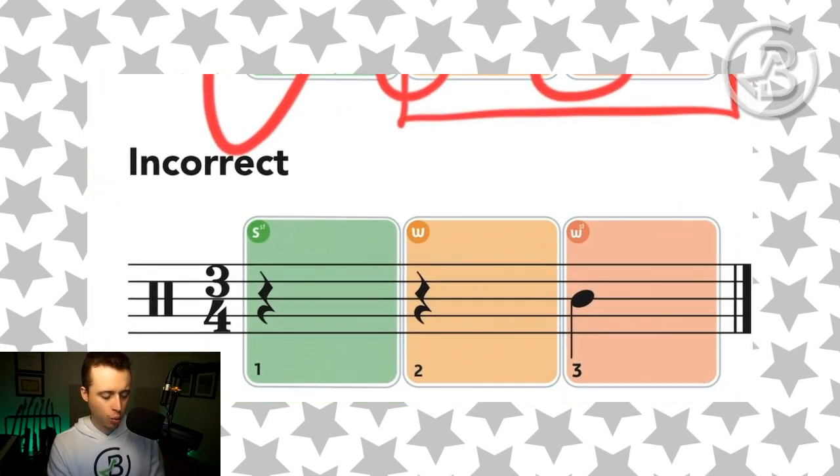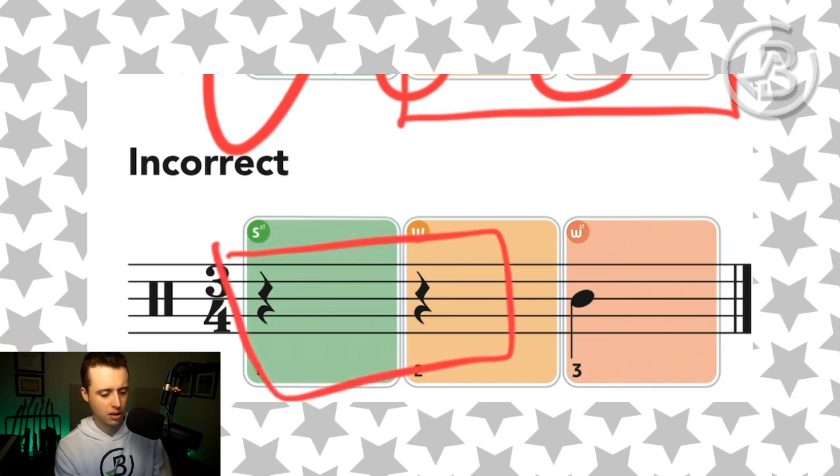Now let's talk about one more. In 3/4, we have a quarter rest on beat 1, and we have a quarter rest on beat 2, and then a quarter note on beat 3. So essentially what we want is 2 beats of shh. Beat 1, beat 2. We want silent.